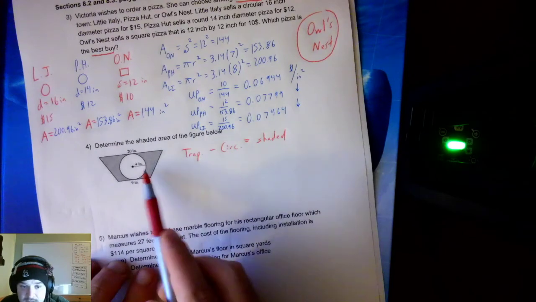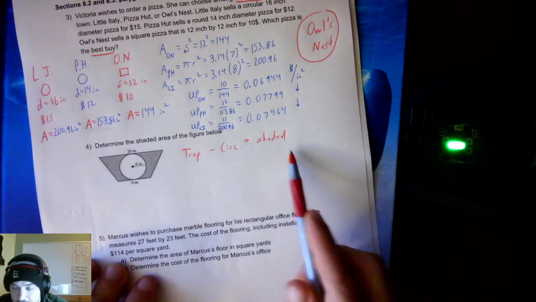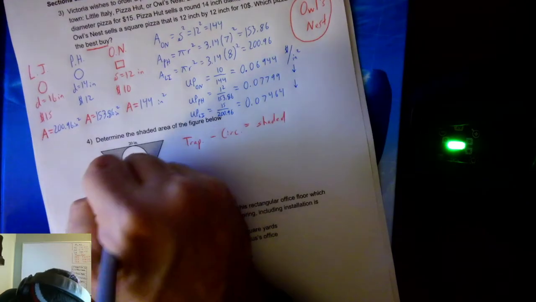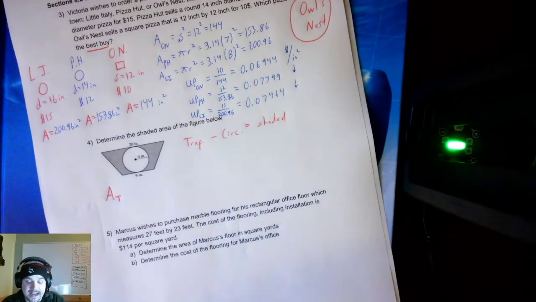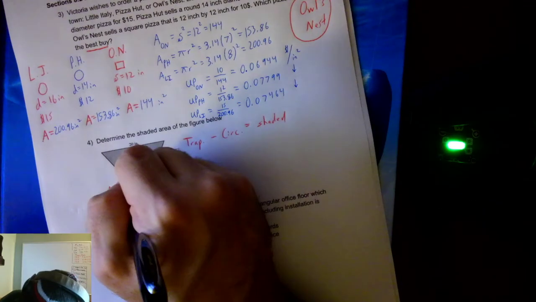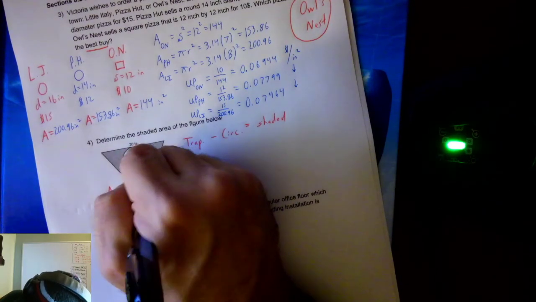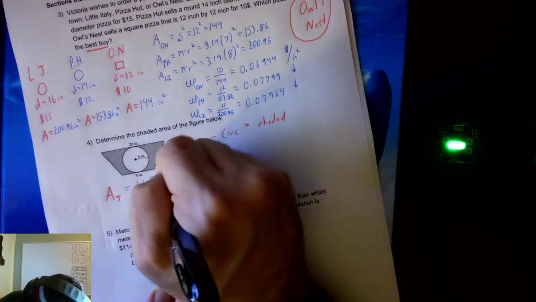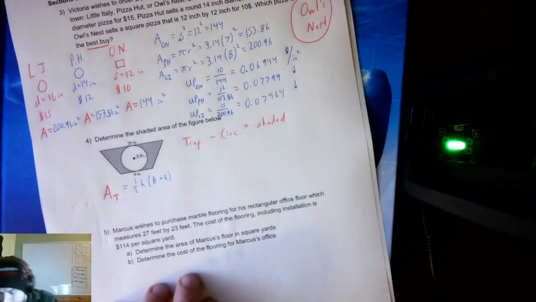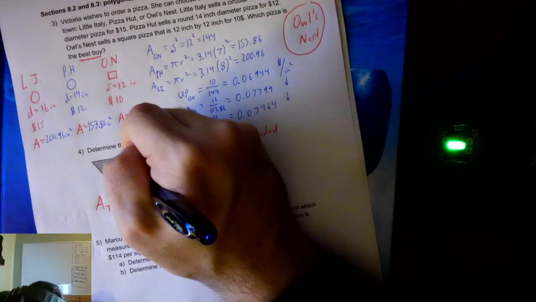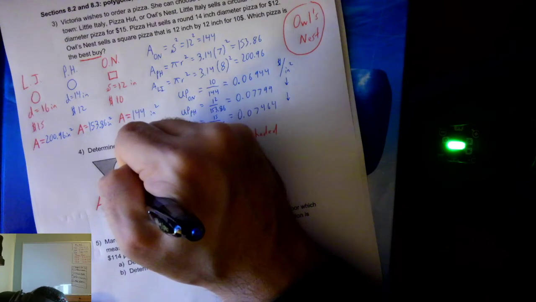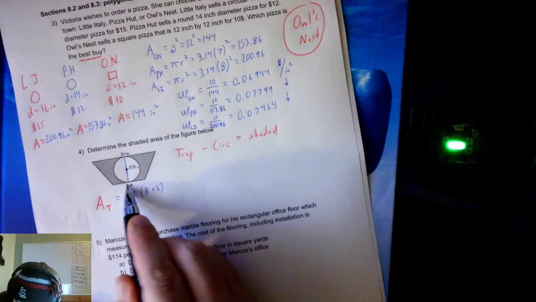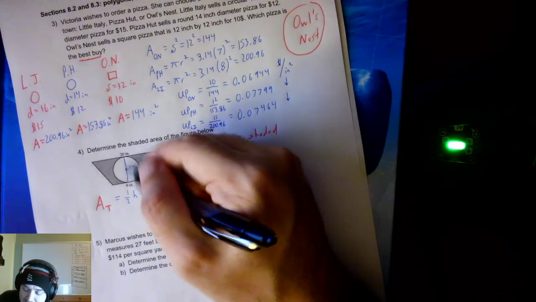Notice, that's what's going on here. If I take my trapezoid and cut out the circle, I'm left with the shaded area. So I need to find the area of, I'm going to put a little t next to the area for my trapezoid. And I know the trapezoid area is 1/2 height, big base plus little base. Now I need to ask myself, how tall is this trapezoid, right? I know the big base is 20 and the little base is 9, but I never had the height.